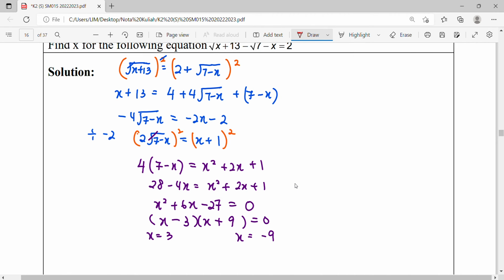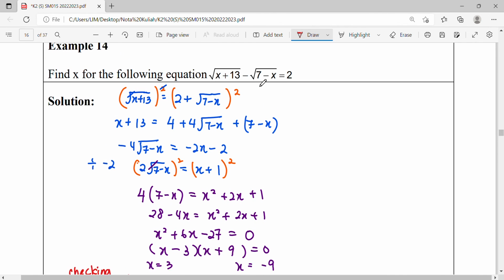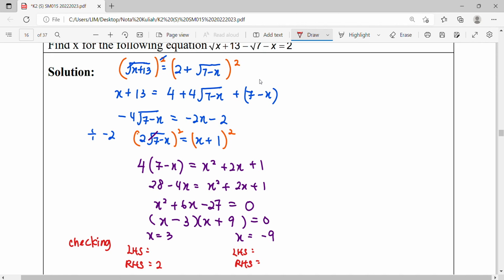For checking, we just press the calculator. What's your left hand side? What's your right hand side? For 3, we substitute inside here. Right hand side is equal to 2. So for x equals 3, our left hand side will get back the value of 2, right?